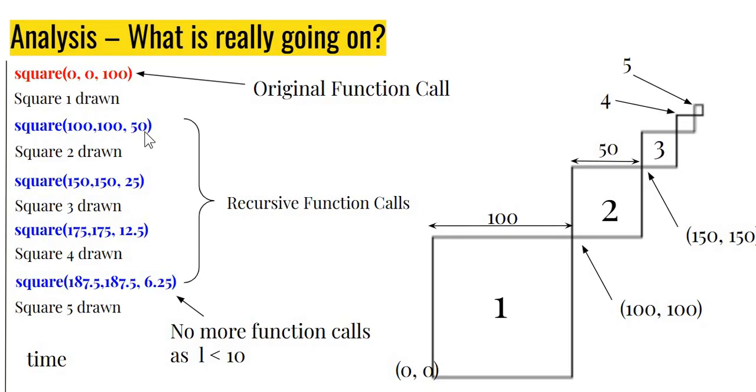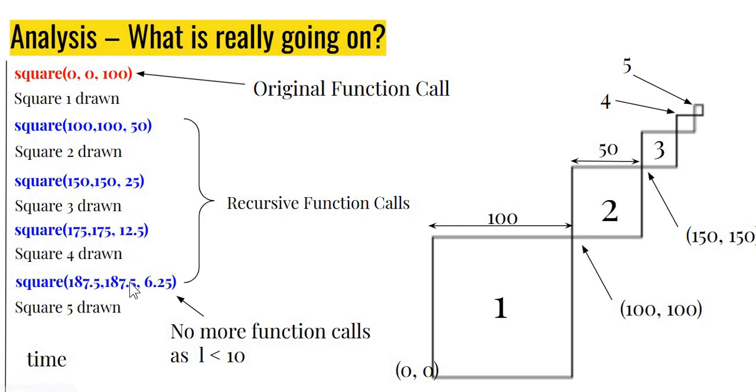So as the function runs, since my L is still more than 10, it goes and calls 100, 150. Now, it is important to understand that I am not making this call from the command line. This call is being made by the function itself, and hence I call this a recursive function call. Once again, this function runs. Again, I draw my square, and since L is still more than 10, I say x plus L, y plus L. So that has to be 150, 150, and 25.